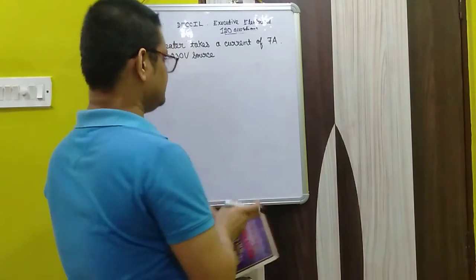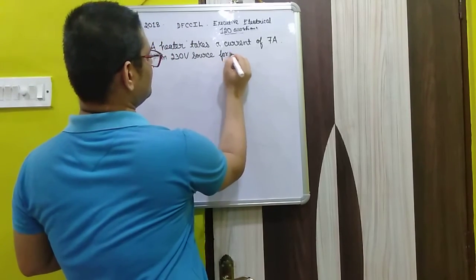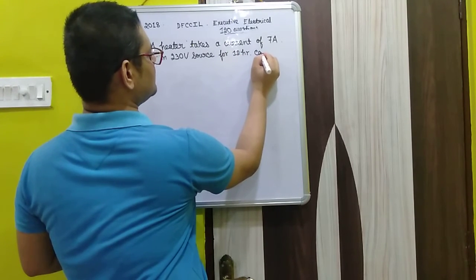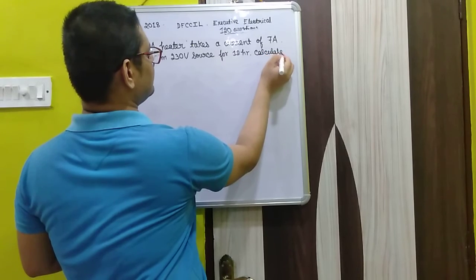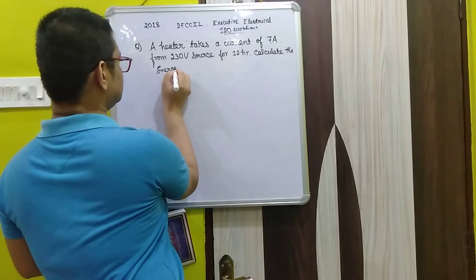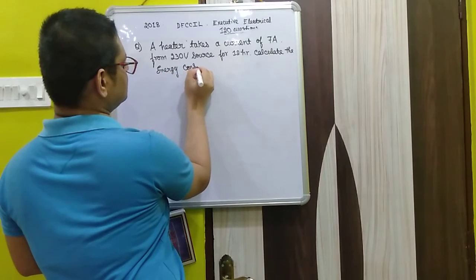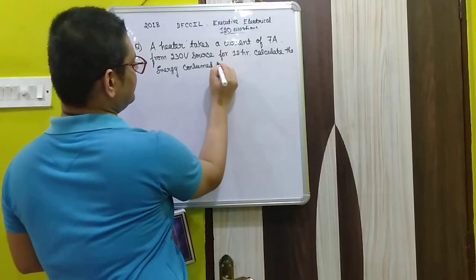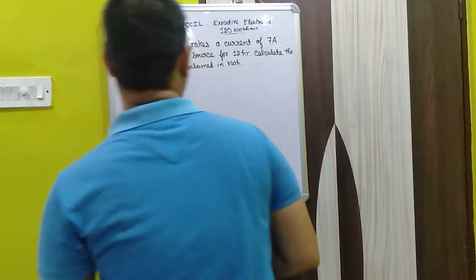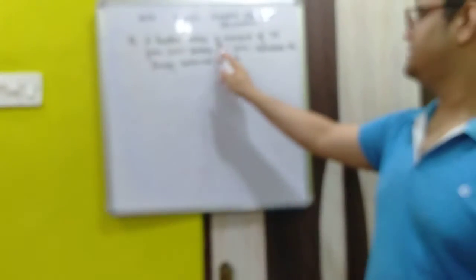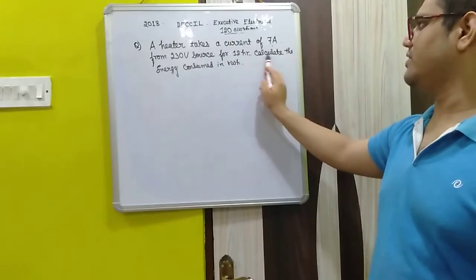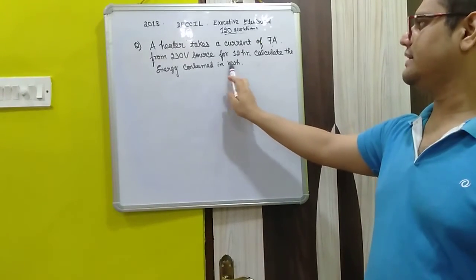For 12 hours. So we have to calculate the energy consumed in kilowatt hour. So it is a very easy numerical which came in the question. There is a heater which takes the current of 7 ampere from 230 volt source for 12 hours. We have to calculate the energy consumed in kilowatt hour.